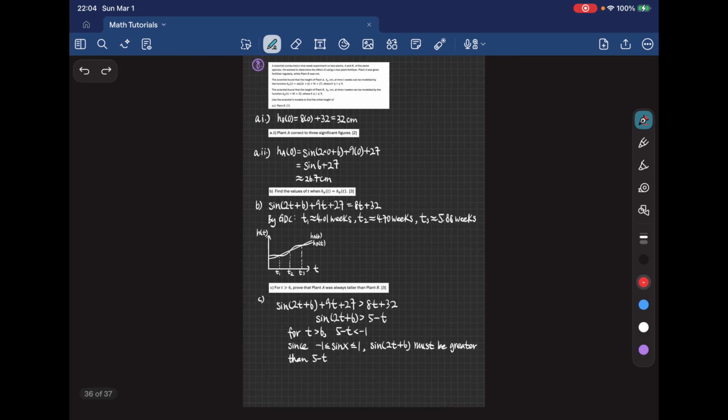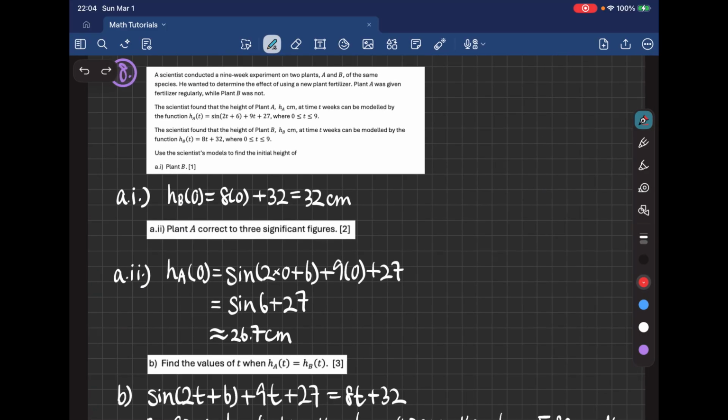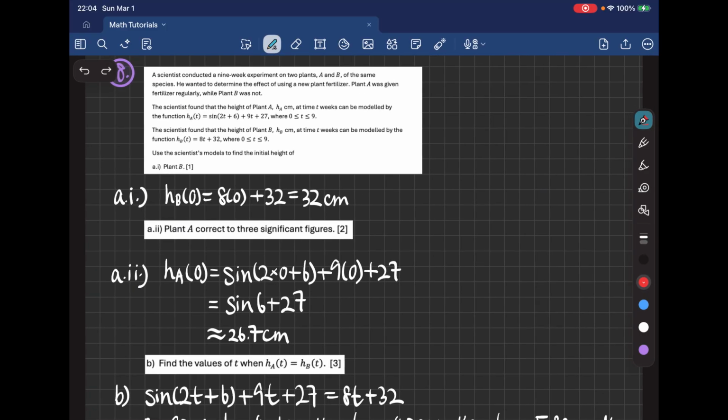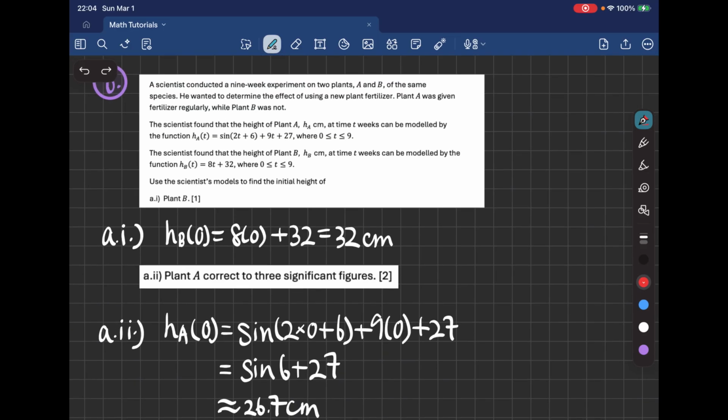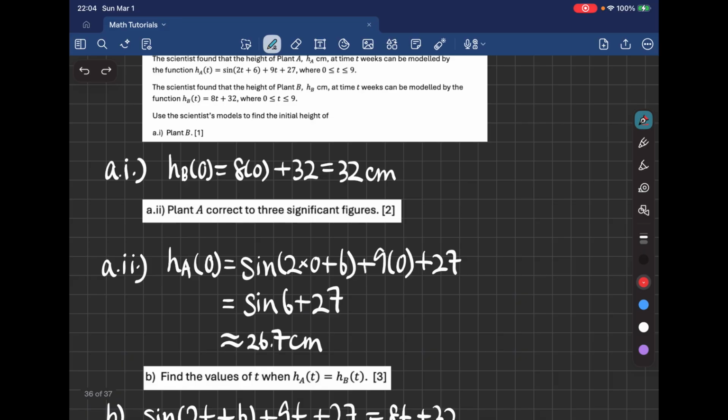And here is another problem. It will require us to use the calculator because it's a paper 2. So the scientist is growing 2 plants with different growing speeds. First we want to find the initial height of plant B, so H_B(0). You don't need a calculator for this question. It's really easy. Just substitute t equals 0 here, and then you will get 32 centimeters. Don't forget a unit.